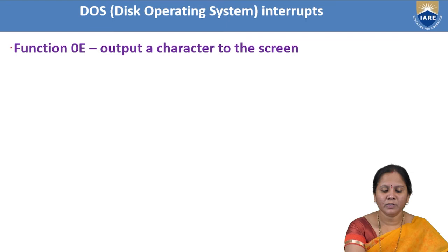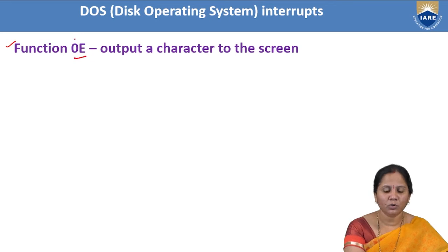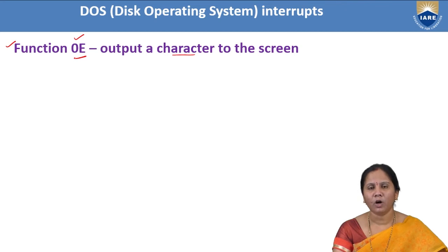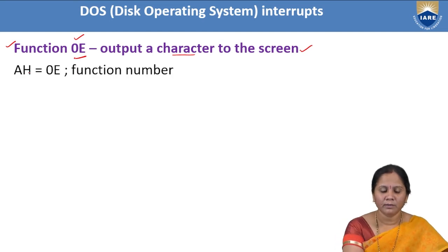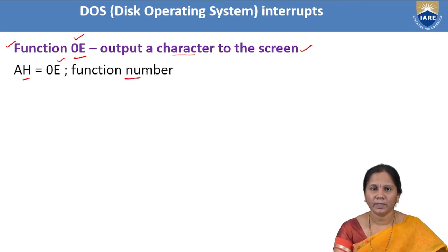Now, another function produced by the INT 10H instruction is function 0E. This 0E should be loaded into the AH register to perform the operation of outputting a character to the screen, so that whatever character you have entered, that particular character can be observed on the screen. So AH should be loaded with this 0E value. That 0E is called the function number.